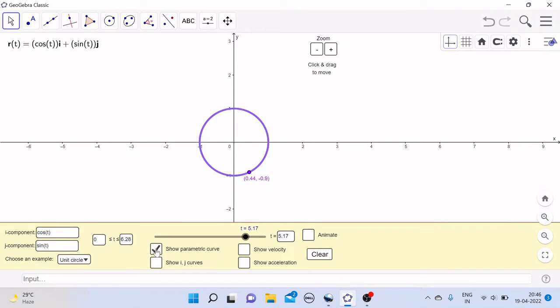Now we can see the entire trace. The trace is the unit circle given by x² + y² = 1. So the alternate way of representing the unit circle is r(t) = cos t i + sin t j. Now we can consider different curves.